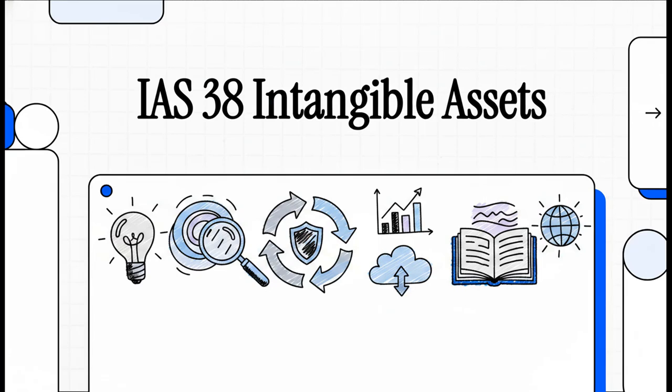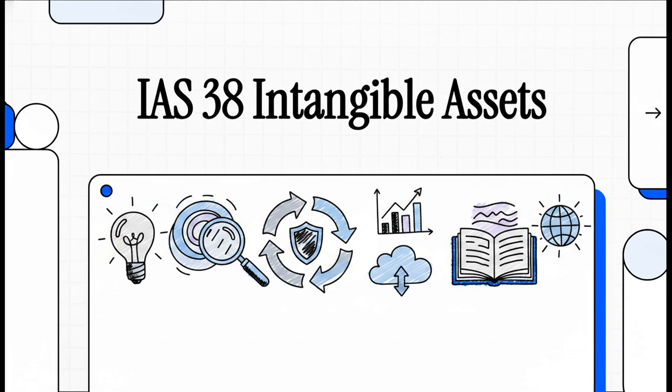Welcome to another Explainer. Today, we're opening up the ultimate practitioner's playbook for what is honestly one of the most notoriously tricky areas in accounting, and that is IAS 38. I mean, identifying and valuing things you literally cannot physically touch, it's a massive challenge.